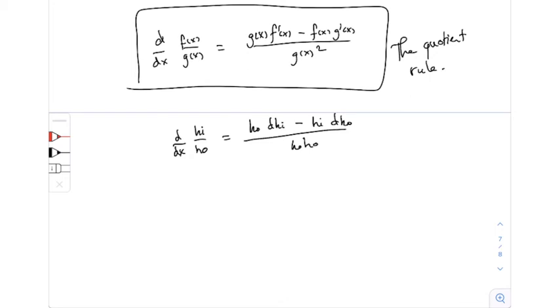This is the stupid way to remember the quotient rule. You can do it that way if you want to, however you want to remember that formula. This one is a little bit complicated. You got to get it the right way around. All right. Let's just do a quick, simple example.